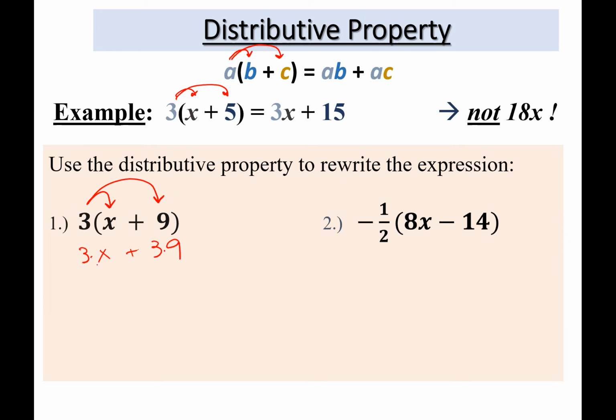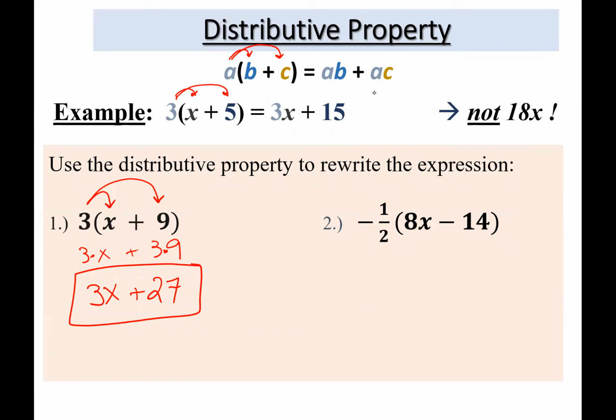3 times x, I've written 3 and then a little dot and then an x, but we just write 3x for our answer, plus 3 times 9 is now 27. So my final answer is 3x plus 27. And I cannot combine those because now we know about like terms. These are not alike. The 3x has an x and the 27 does not.